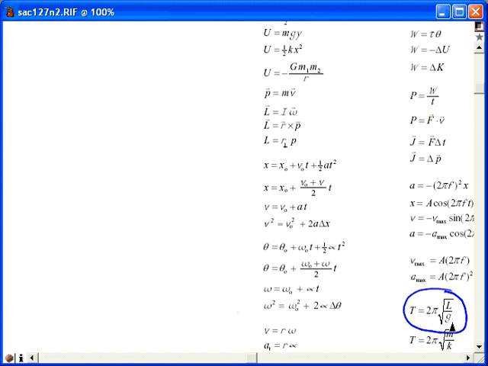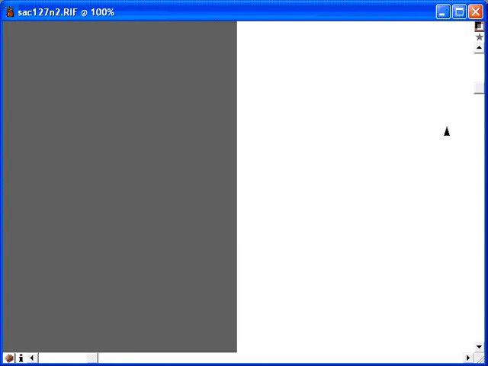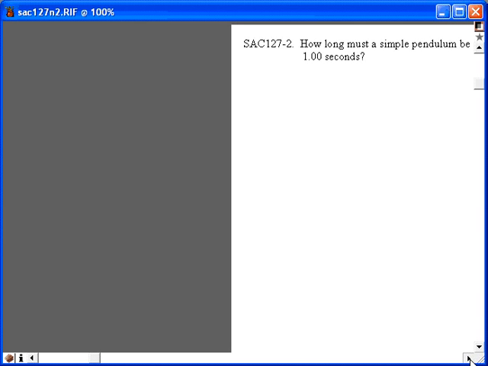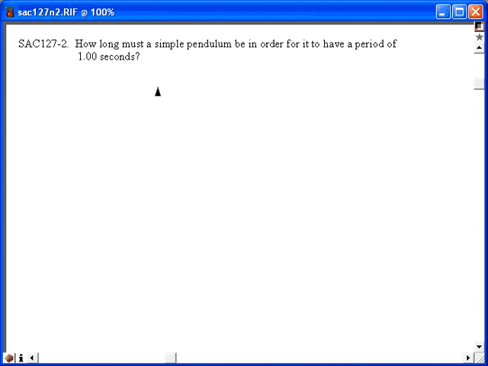Always note it's got no mass in it, but it does depend on the gravitational force constant. So unless we're given information to contradict the assumption that we're dealing with a pendulum near the surface of the planet Earth, we make that assumption. So copying that formula over here, I get T is 2 pi times the square root of L over g.